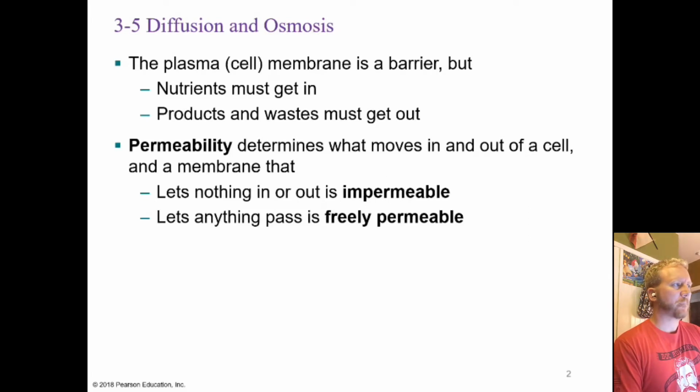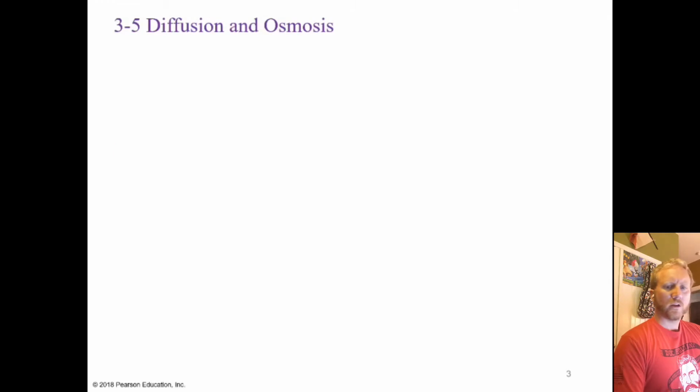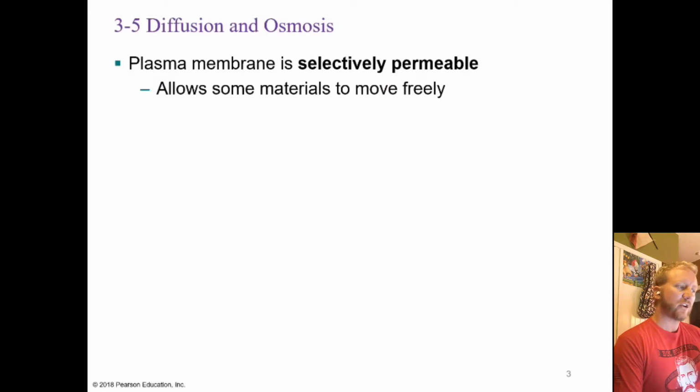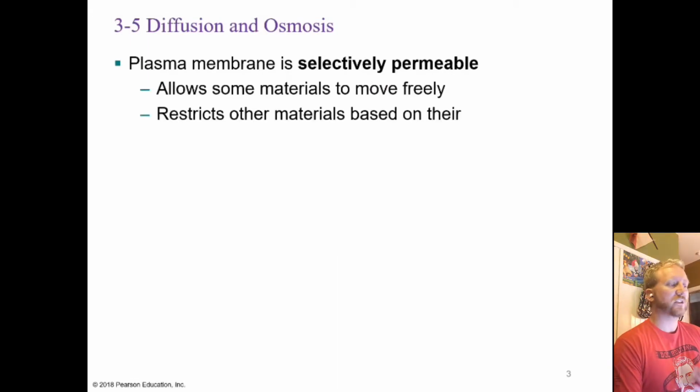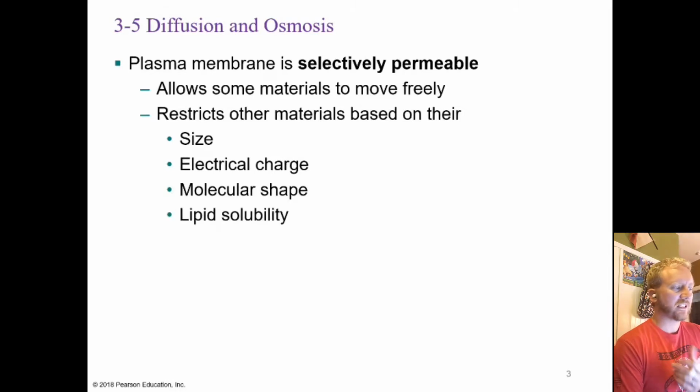If anything can pass through, it's freely permeable. So think of a piece of fabric, like a shirt, right? Water can come in and out freely. The shirt's not going to stop it, okay? So that's freely permeable. If movement is restricted in some way, then it's selectively permeable. So a plasma membrane is selectively permeable, which means some materials are going to come across freely, but other materials can't. Characteristics that restrict movement are the size of the molecule, the electric charge, the shape of the molecule, and whether it's soluble in lipids, those oils and fats and stuff like that.